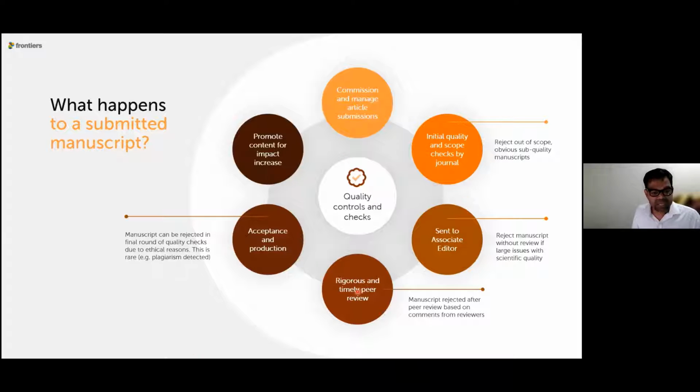Now, once this is peer reviewed and accepted, articles are produced, which means typesetting and posting online, and promoted through Web of Science and Google Scholar. So now this whole cycle is not really that simple.